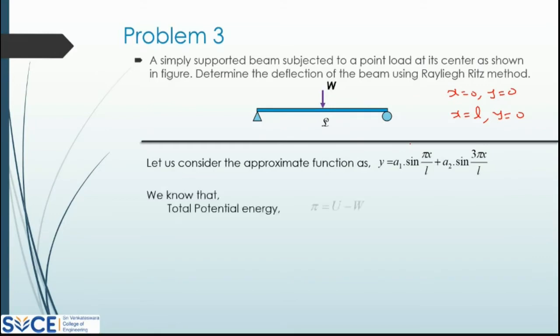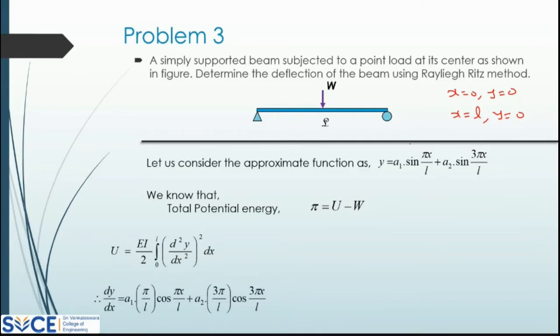Now we apply potential energy. According to total potential energy, pi p is equal to U minus W, where U is your strain energy and W is your work done. What is your U? You know the formula: EI by 2 integral 0 to L of d square y by dx square, the whole square, dx. So what I have to do is differentiate this y twice, and then substitute in this strain energy equation.